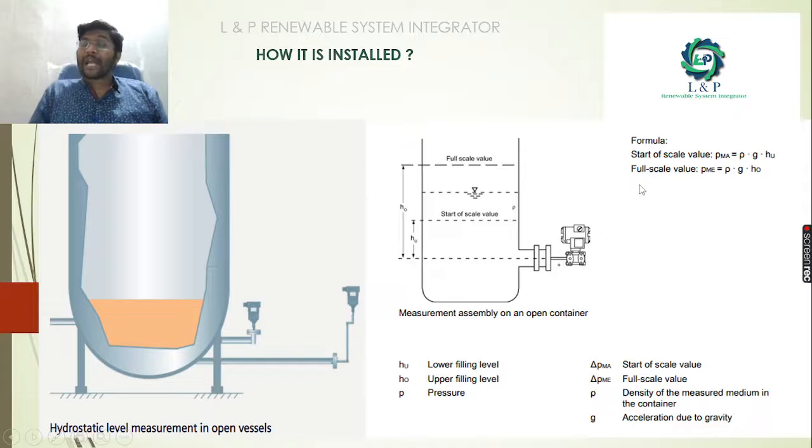If you're going to calculate the full scale value, that is density times gravity times the upper filling level. So this is basically how you make the installation calculation for an open vessel. This is how you need to install, and most importantly you need to have flanges for better installation.